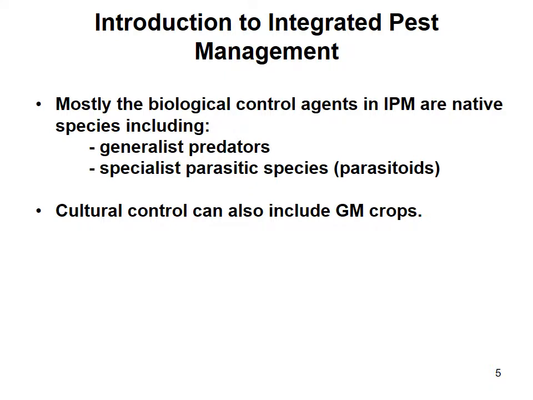Mostly the biological control agents used in IPM are native species. This includes generalist predators, which will quite readily accept native and exotic species of pests as their prey, and also specialist parasitic species, for example, parasitoids. Parasitic species tend to have quite a narrow host range. Cultural control can also include the use of genetically modified crops.